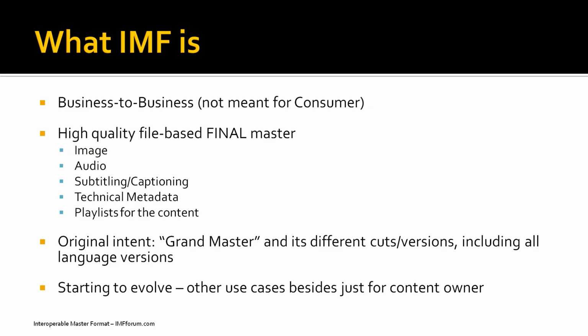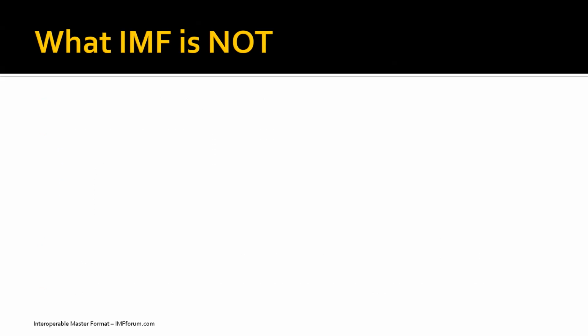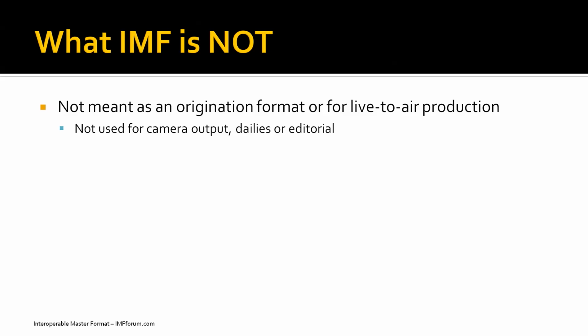There are discussions about using the flexible versioning capability, but with even higher compressed file types. IMF is meant for final, edited versions of content, so it's not meant to be an origination format or for live-to-air production. Therefore, it's not meant to be used for camera outputs, dailies, or editorial. This doesn't mean that it can't be used for these, but it wasn't originally developed for these applications.